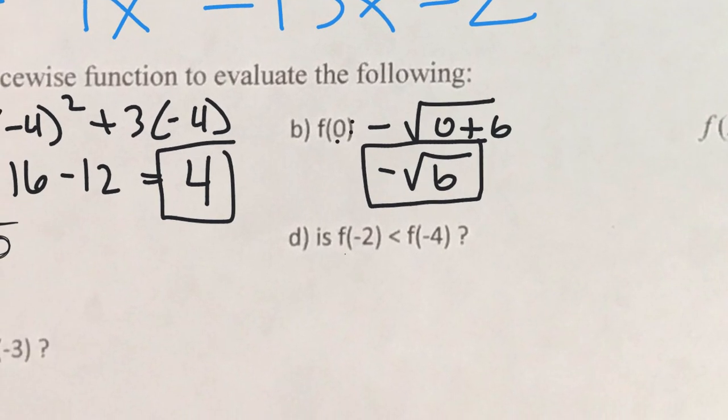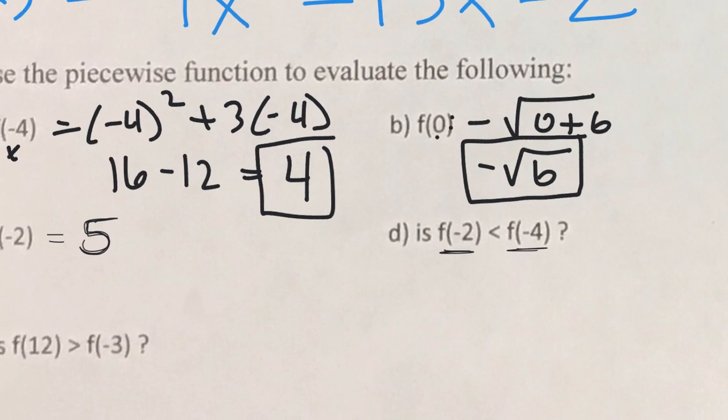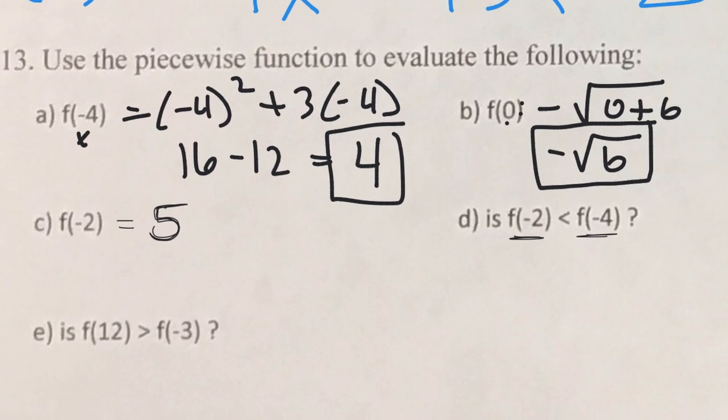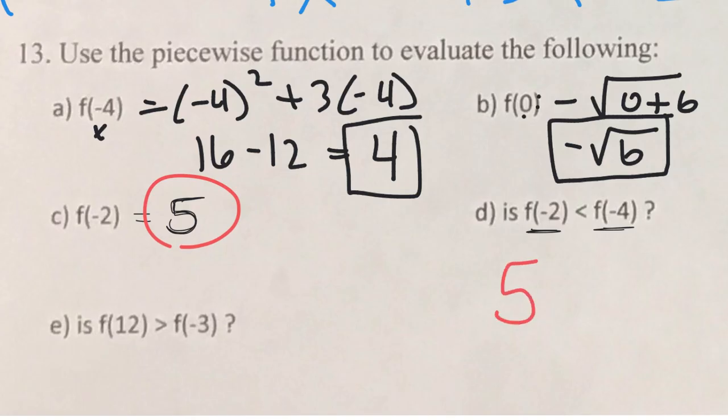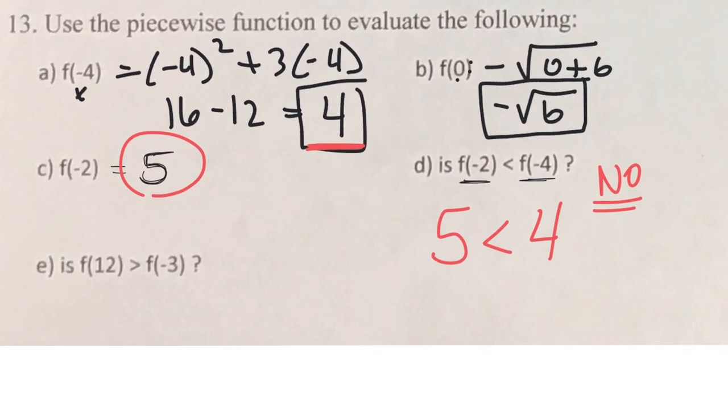Okay, is f of negative 2 less than f of negative 4? Well, we've already done this evaluation, so now let's just compare them. Remember, f of negative 4 is 4 from here, and f of negative 2 is 5. So f of negative 4 is 4, f of negative 2 is 5. Is this true? No, this is not true. 5 is not less than 4. Right? So we are comparing these y values for particular x's.